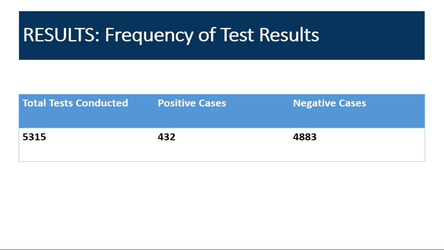Let's talk about the results now. First, let's talk about the frequency of the test results. A total number of 5,315 tests were conducted in the time duration of the study. Out of these 5,315, 432 cases came out to be positive, whereas 4,883 cases came out to be negative for COVID-19.